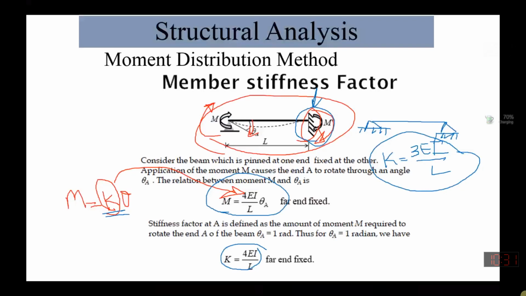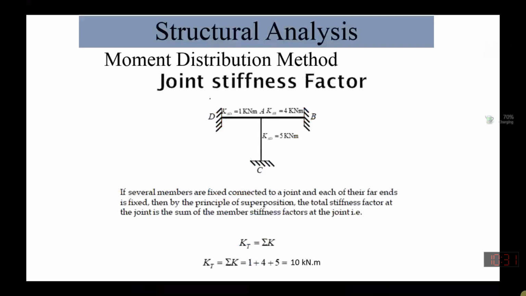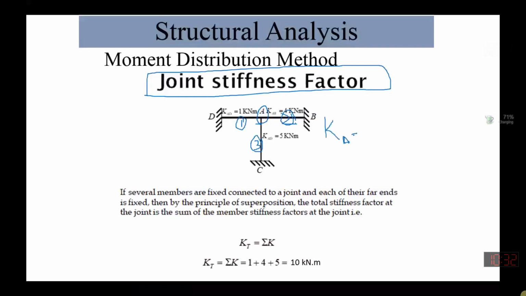So now, joint stiffness factor. The next term is joint stiffness factor. It can be calculated by the simple principle of superposition. Let's say this is joint A. How many members are connected at joint A? This is one member, two members, and this is the third member. So these three members are connected at joint A, and the joint stiffness factor will be the sum of the individual stiffnesses from these three members. The K value for joint A will be 1 plus 4 plus 5, so the total stiffness of the joint will be equal to 10 kilonewton meter.